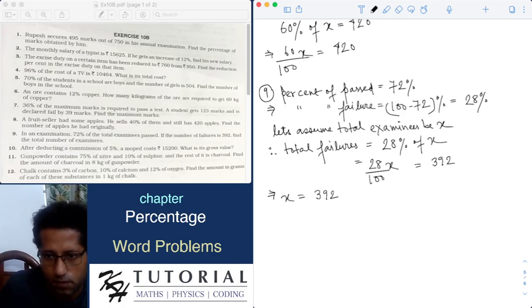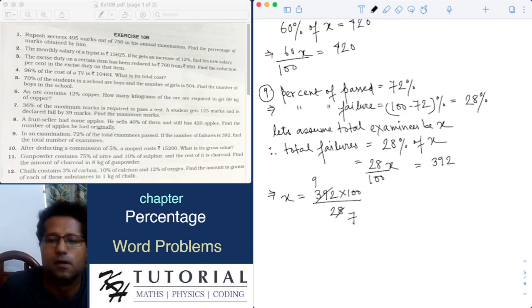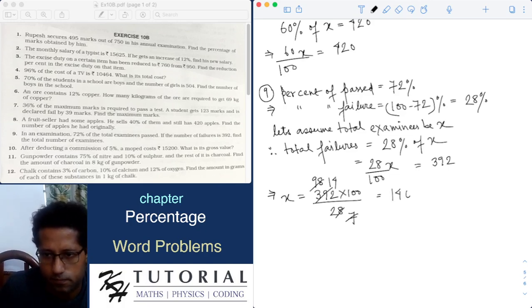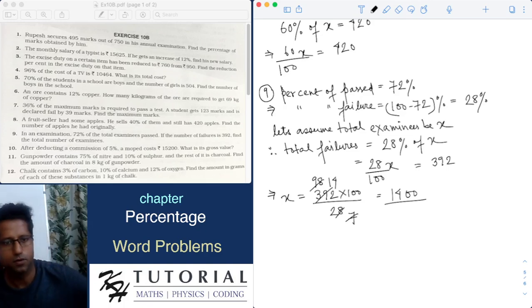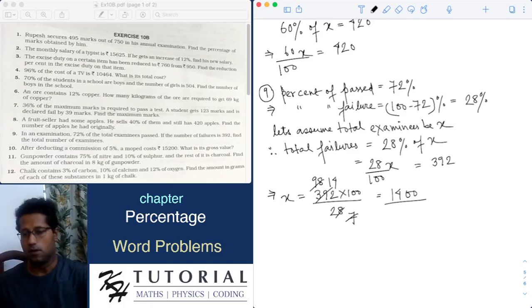392 into 100 divided by 28. Okay. So 4 divides 28 with 7, 4 divides 392 with 98. And 7 divides 98 with 14. So this equals 1400. So the total number of examinees is 1400.